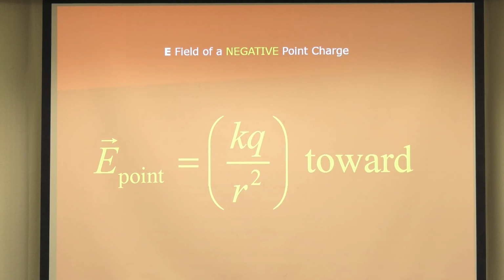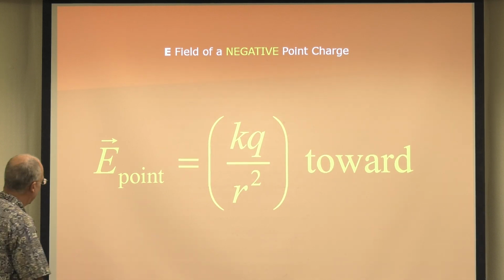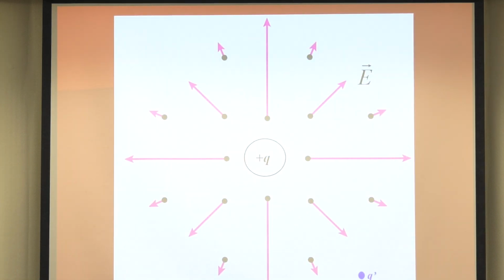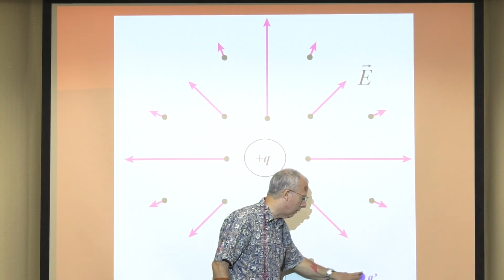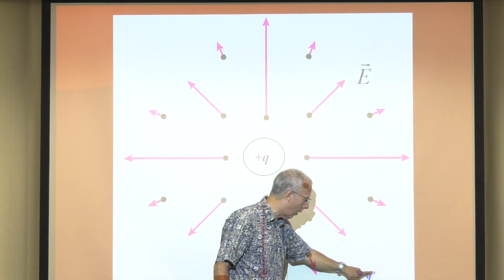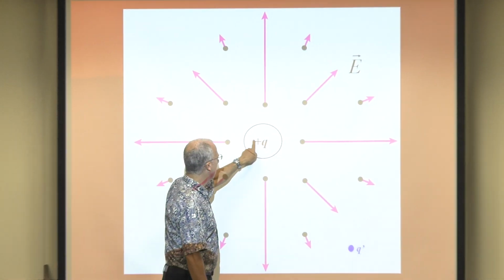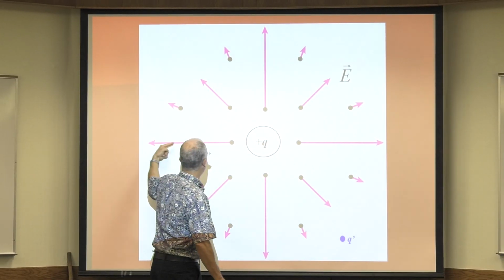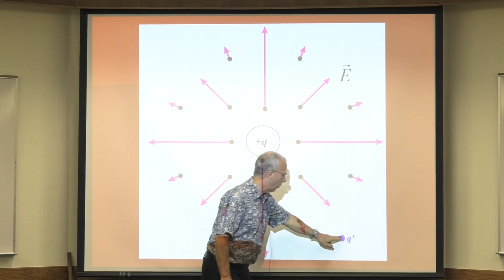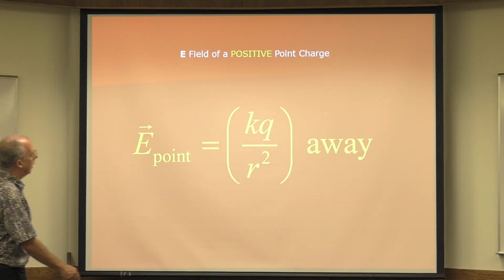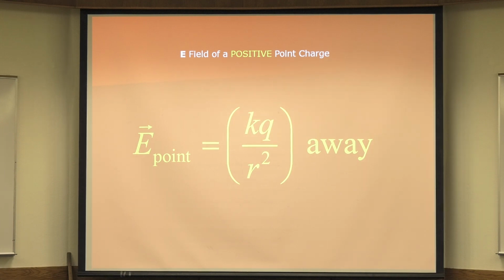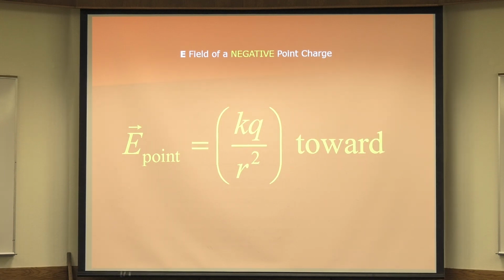Well, guess what? Towards, okay? Does that kind of make sense? I hope it makes sense, because we're always assuming that this charge is positive, always, just to make things easy. So if this were negative, these lines would point this way because this thing would be attracted. Okay, so for positive, KQ over R squared away. For negative, KQ over R squared toward.